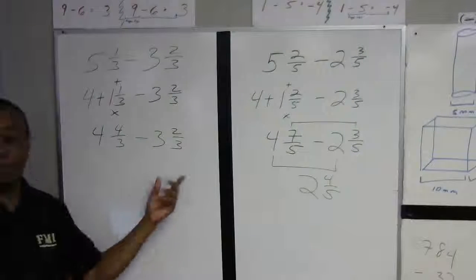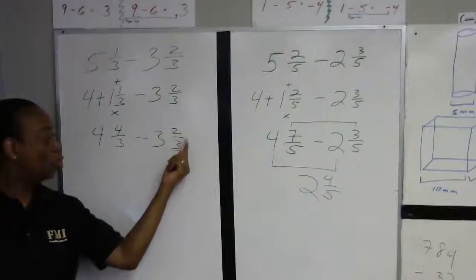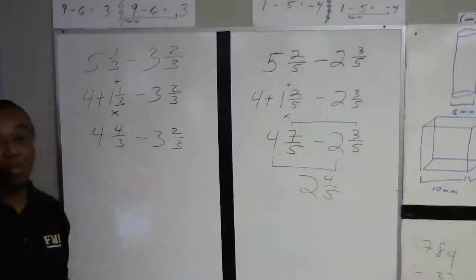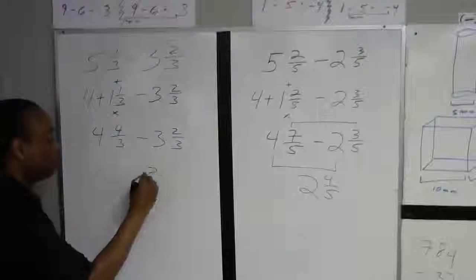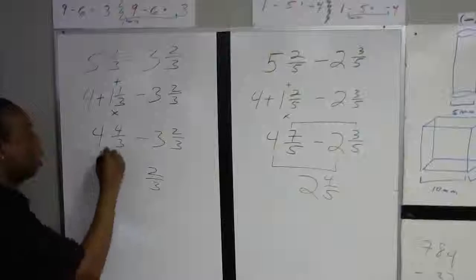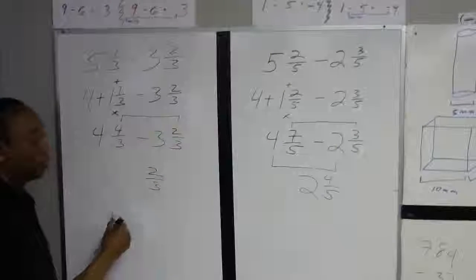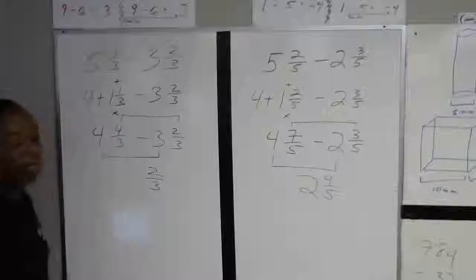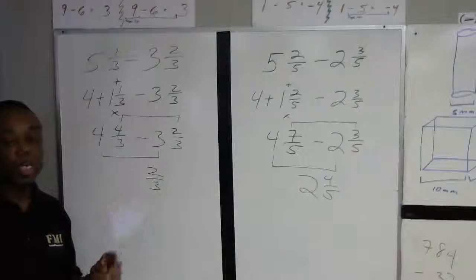And now I can subtract the fractions. 4/3 take away 2/3 will leave 2/3. Then subtracting the whole numbers, I have 4 take away 3, and that'll leave us 1.